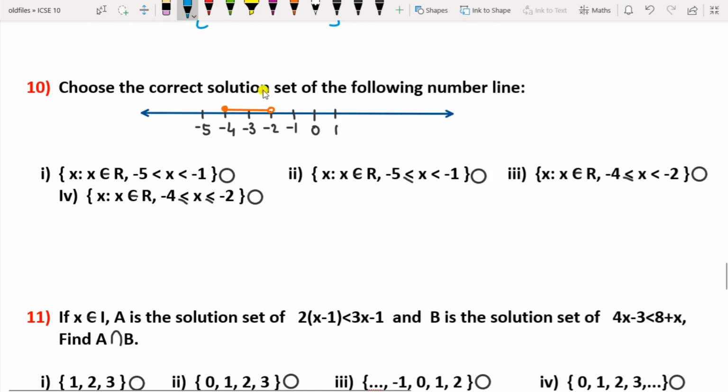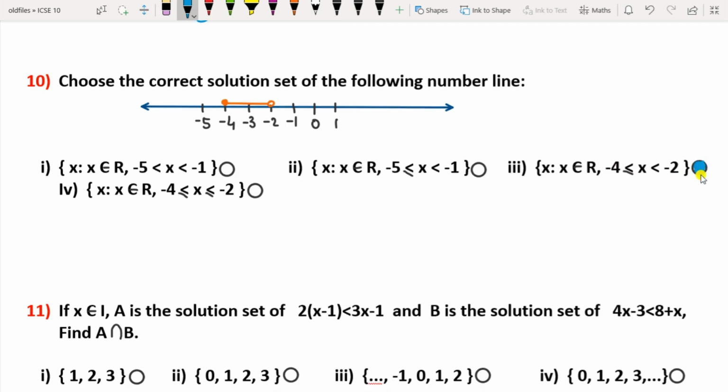Question 10. Choose the correct solution set of the following number line. Now you can see this number line here. Here for minus 4 it is completely darkened, and for minus 2 it is an empty circle here. So that means minus 2 is not included, but minus 4 is included. That means the equal to sign should be for minus 4. Okay. So you can see here these two options have the sign for 4 here, and these two are for 5. So they are eliminated. Now you have to see the third and fourth options only. So the equal to sign is for minus 4. So this is the correct option. In some cases you have to just see it like this, no need to solve it.